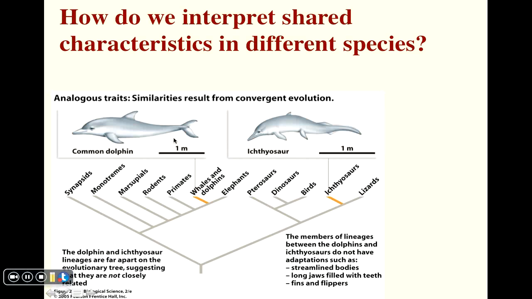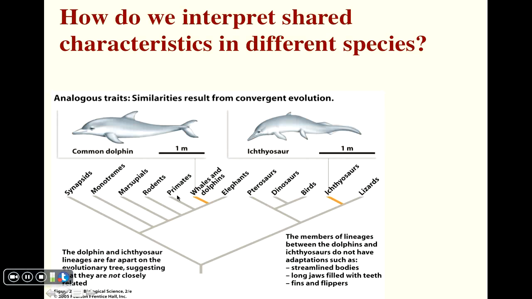So for example, if in this image you see two organisms pictured, a dolphin and an ichthyosaur, they look very, very similar. So just superficially, you might say, well, they have the same body plan. You might say that overall body shape and form might represent an example of homology.